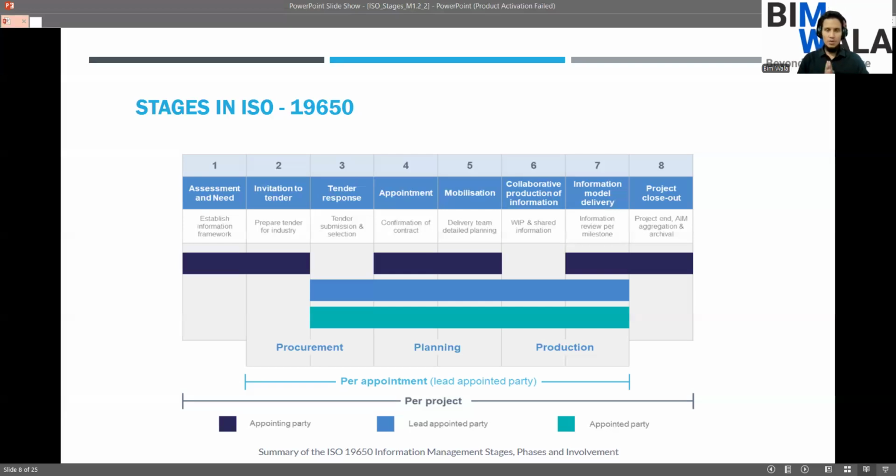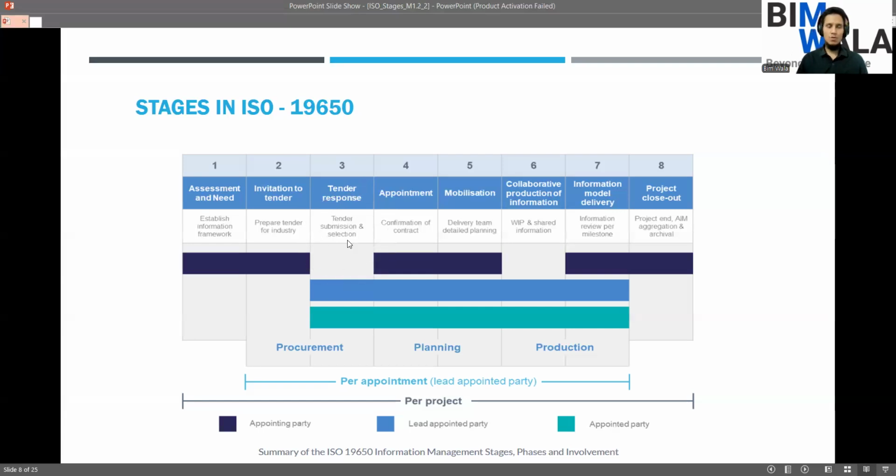Competitive bidders would go through the EIR document and, in response, prepare a pre-appointment BIM execution plan, and submit it to the client as validation of their willingness to participate in this particular project. Subsequently, the client is going to evaluate all those bids and select the most competent bidder based on the evaluation. So this is going to be the tender submission and selection.